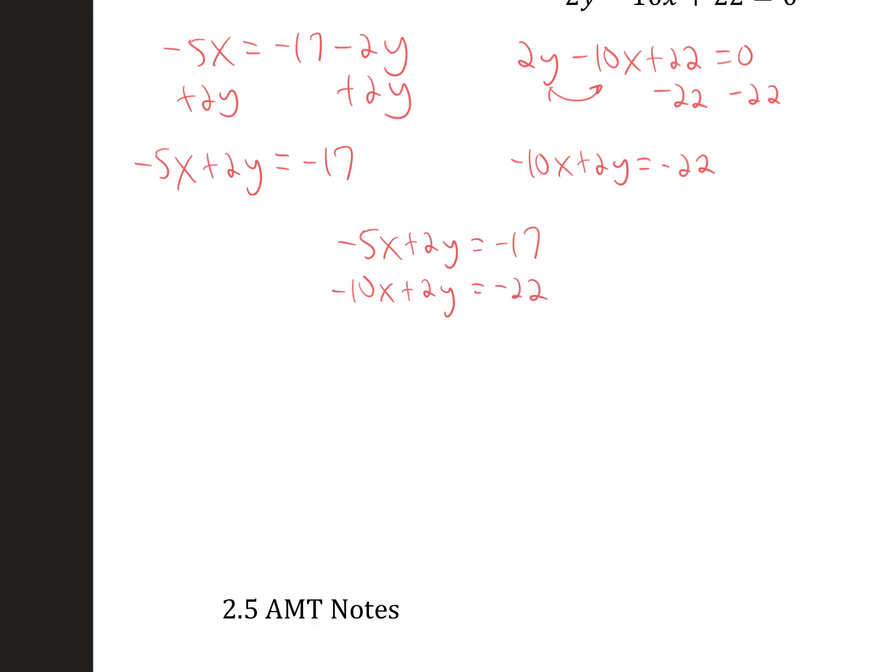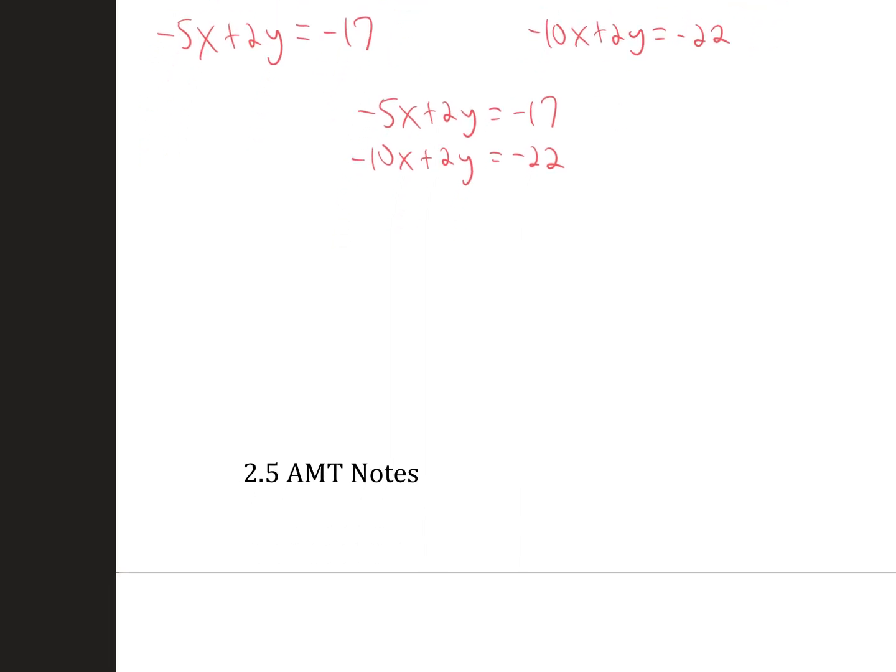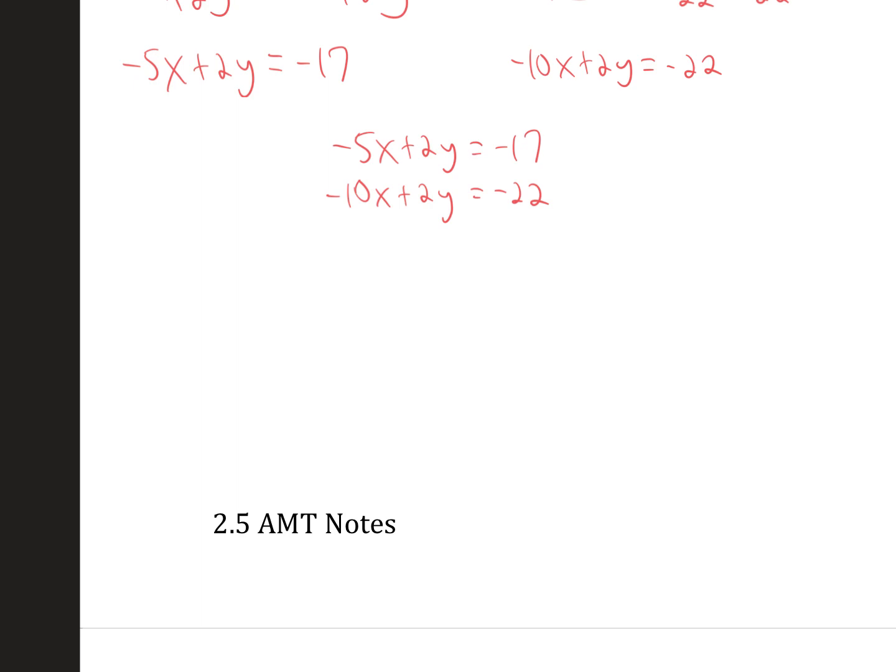All right, so everything's lined up. Do we have opposites here? We're close, but we have positive 2y and positive 2y. How do we fix that? So what we're going to do here is multiply either top or bottom by something. What can we multiply the top or bottom by to get the opposite of 2?